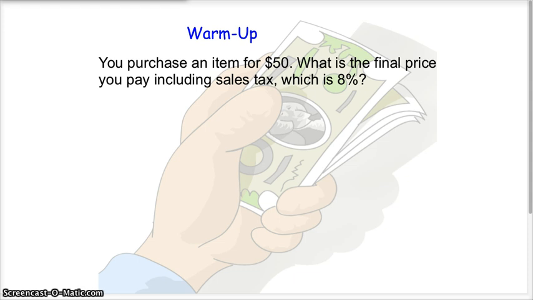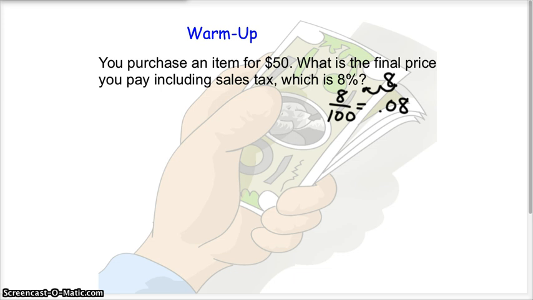We need to remember that before you put a percentage into an equation, it must be converted into a decimal. A percentage is a number out of 100. So we can divide 8 by 100, which will give us 0.08, or we could start with 8 and move the decimal 2 places to the left.